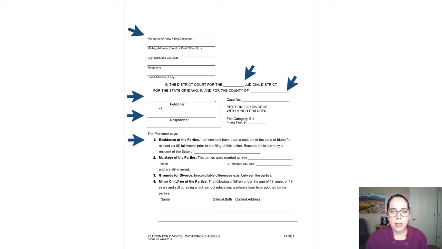For paragraph 1, you're going to be stating that you are a resident of Idaho for at least 6 full weeks prior to filing this action, and you'll identify the state where the other party resides. Paragraph 2, you're going to identify where and when the marriage took place. Paragraph 3 identifies irreconcilable differences as the reason for divorce. Paragraph 4, you're going to list the names, birth dates, and addresses of the minor children born during the marriage to both parties.